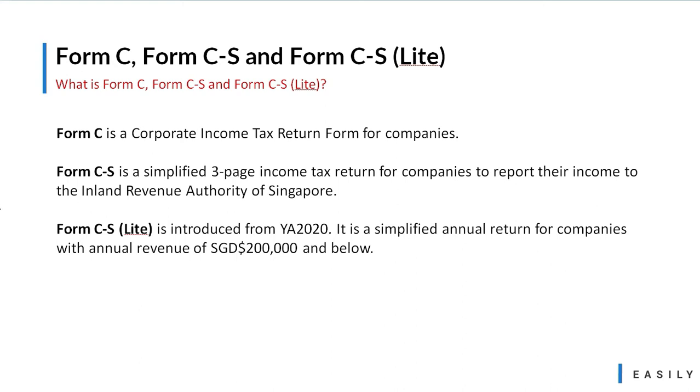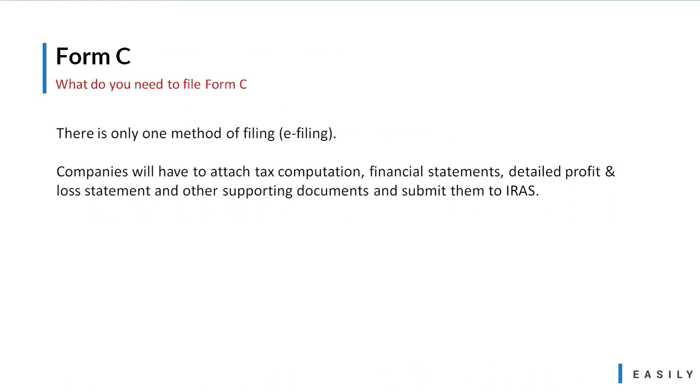When you go in and select that you want to file Form CS, they'll ask you how much your revenue is. Then when you put in any figure which is less than 200,000, they will ask you whether you want to file Form CS Lite. We have had a previous video showing the steps to file Form CS, so if you haven't watched it, you can look at our playlist and take a look from there.